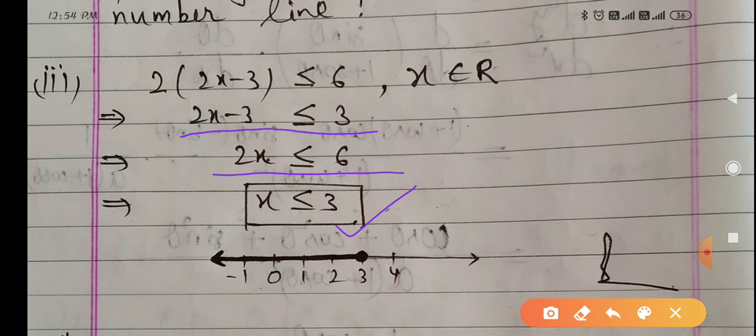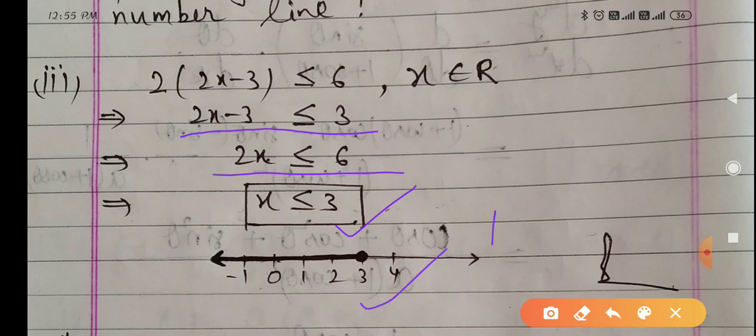Now x is less than or equal to 3. So the numbers which are less than 3 or equal to 3 will be shaded on the number line. One more time I am telling you, the numbers which are less than 3 or equal to 3 will be shaded on the number line. Less than 3 there are infinite numbers: 2, 1, 0, minus 1, minus 2, minus 3, minus 4 and so on. And between them decimal numbers also, because it is the case of real numbers. I told you between two real numbers there are infinite real numbers.